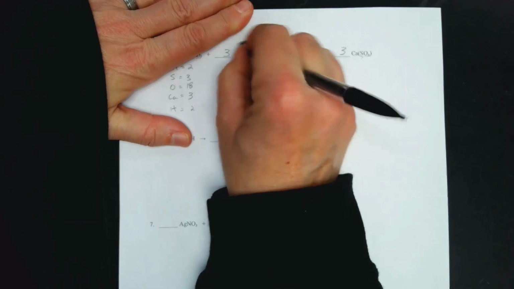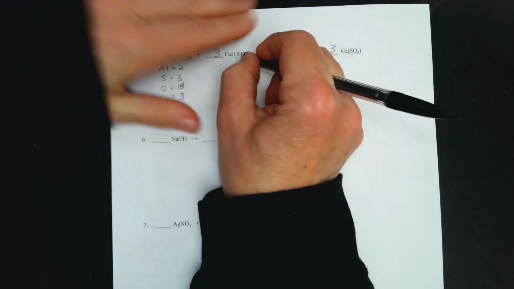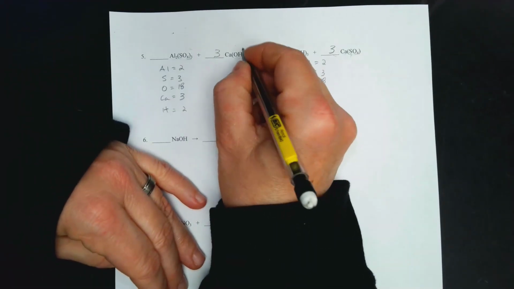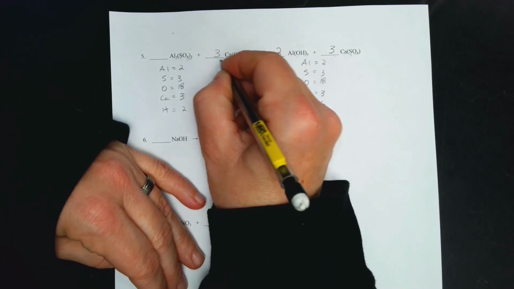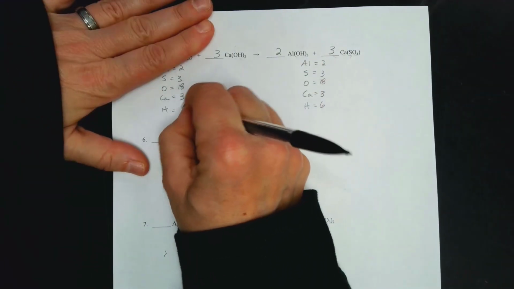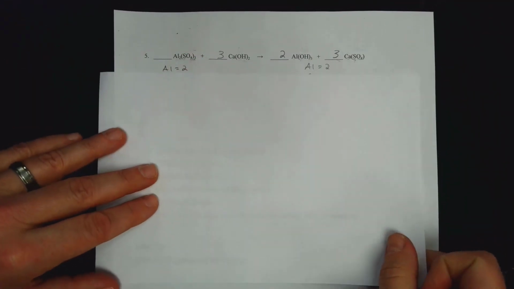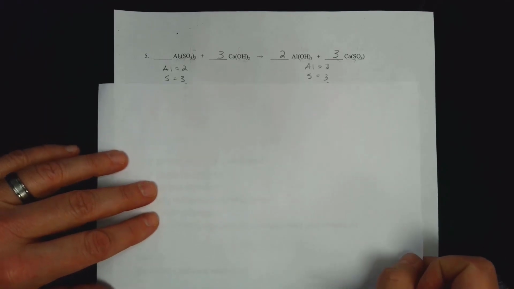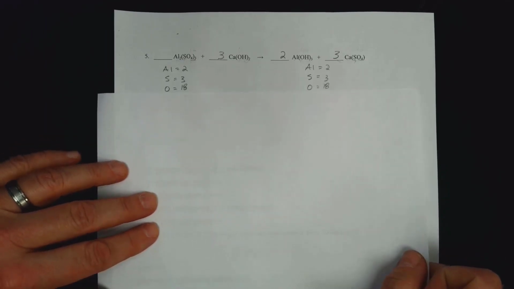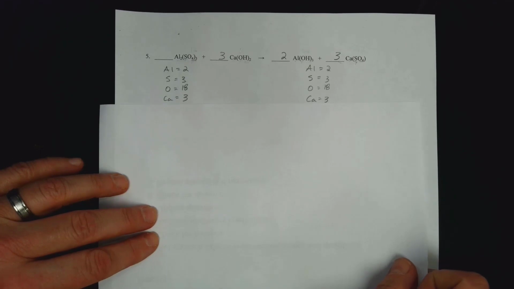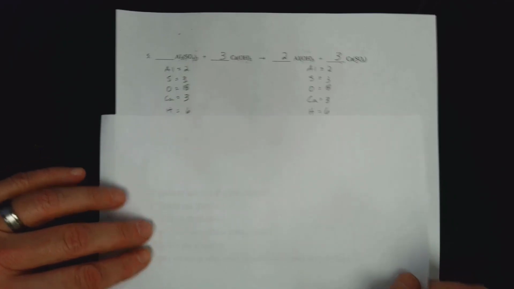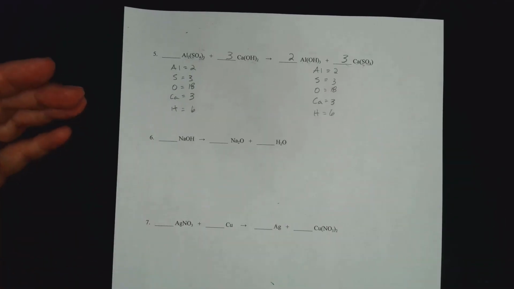Okay. We have to work on updating our hydrogens. We had 2 hydrogens, but we have to multiply it times 3. That gives us 6 hydrogens. And we're done updating, and now we can check for balance. So I've got 2 aluminums, I've got 3 sulfurs, I've got 18 oxygens, I have 3 calciums, and I have 6. So we're balanced, and we're done.